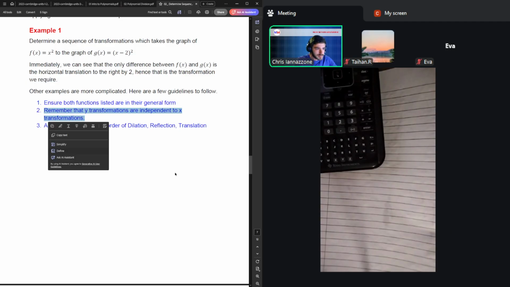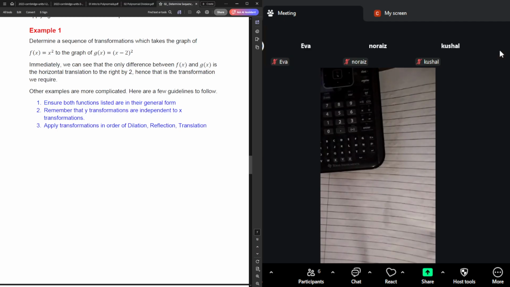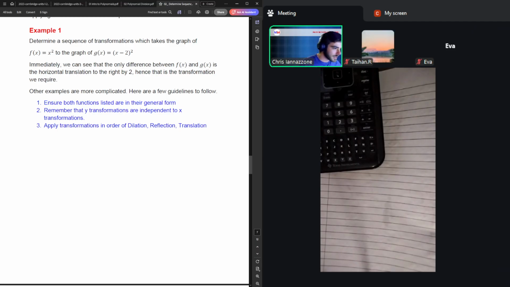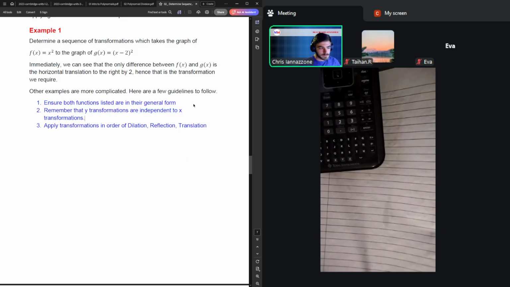Next up is a reminder. What we're going to be doing is a sequence of substitutions to eventually transform the first function into the second function. We're going to repeatedly add, subtract, multiply, divide a sequence of numbers until we make that happen. Anything that impacts the y will never impact the x, and vice versa. We'll see what that looks like in a bit.